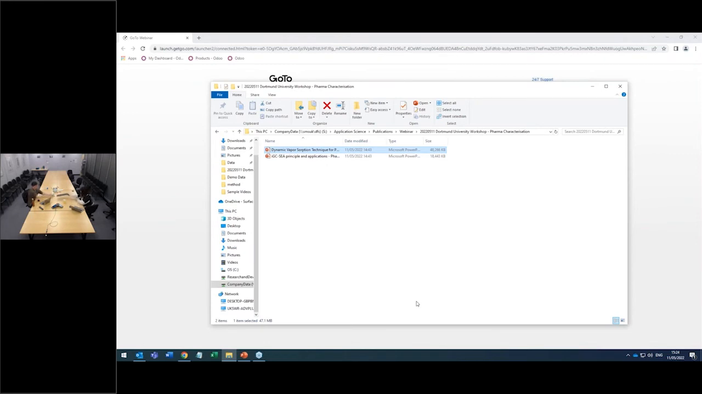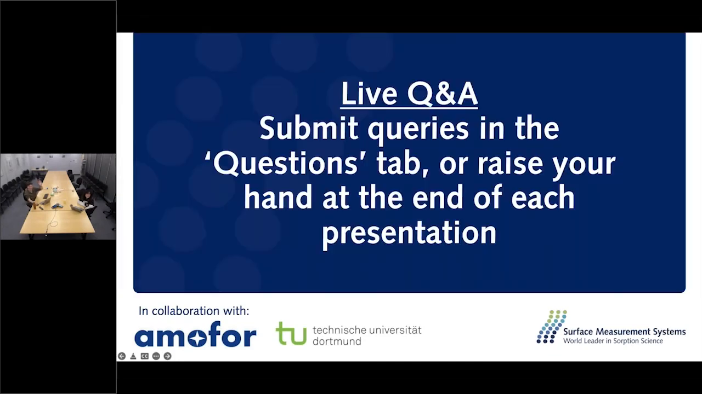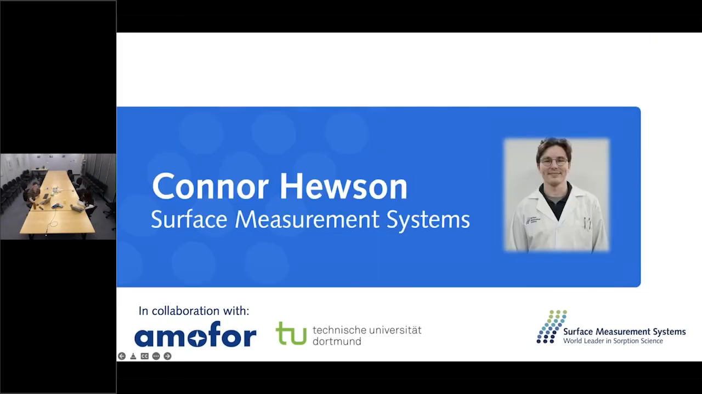So the next talk will be Connor Hewson from Surface Measurement Systems. Connor is also a member of the application science team at SMS. He joined SMS in 2022 and has been using inverse gas chromatography and dynamic vapor sorption to characterize the surface property and sorption kinetics of powders, fibers, and films. Connor obtained his master's degree also in chemistry from Nottingham University in 2019.